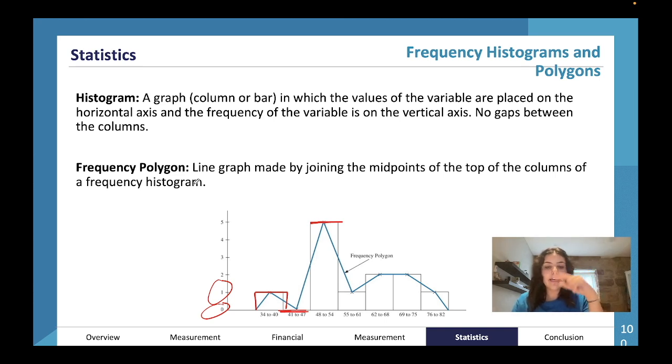Frequency polygon is how we then create a line graph out of that. So we join the midpoints of the top of each column in the frequency histogram. So we start at the bottom left of the first column. We draw a line to the top middle. We then just draw lines to the top of each bar or column in our graph. And we end by going to the bottom right corner of our last bar or column. That is a frequency polygon. So the polygon is representing a line.